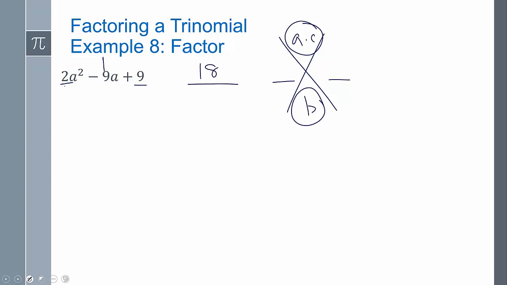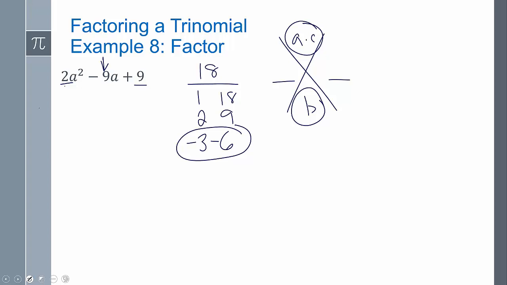So I want to add to negative 9. So I'm going to go through the factors. 1 and 18, 2 and 9, 3 and 6. Well, to get a negative 9, I need a minus 3 and a minus 6. That's all the same. Now this is where it turns into something slightly different, and this is why I think it's actually a little bit better.